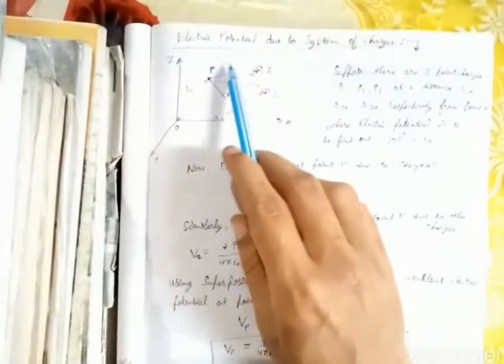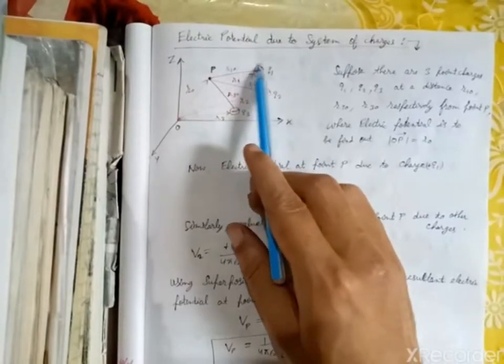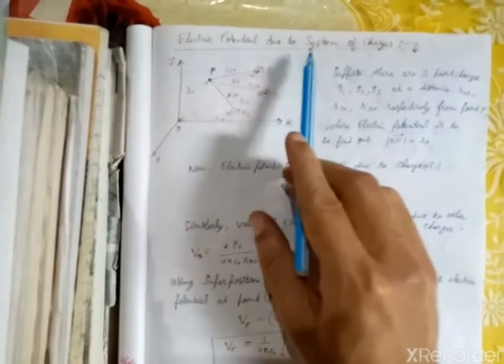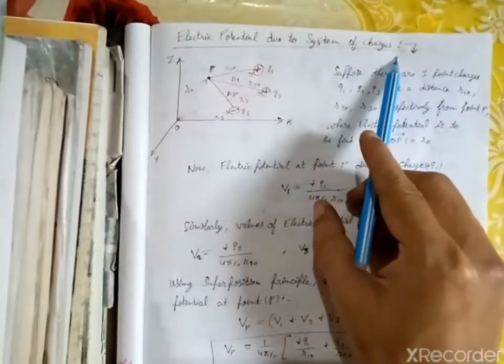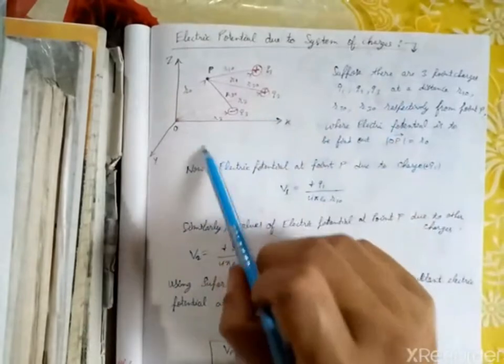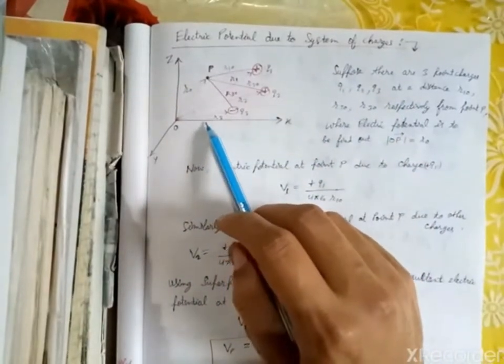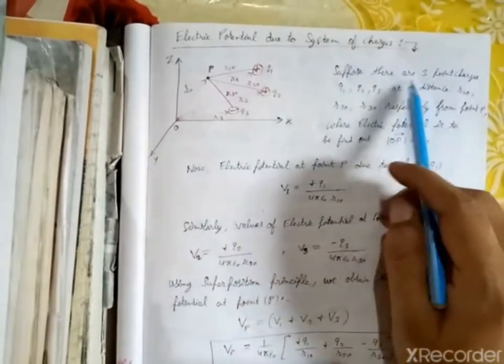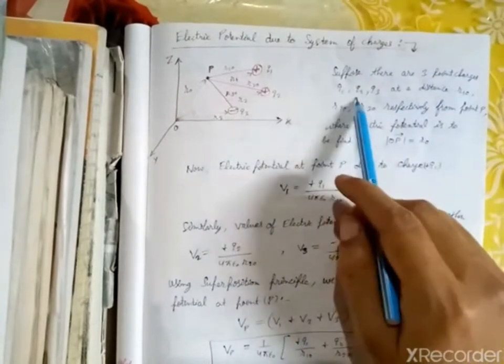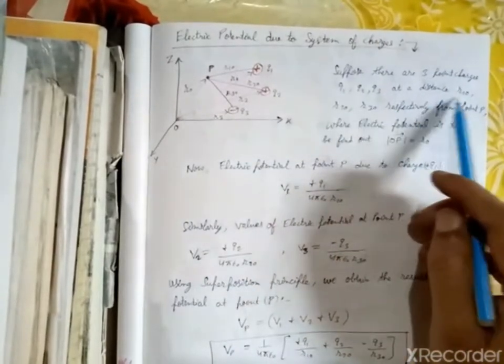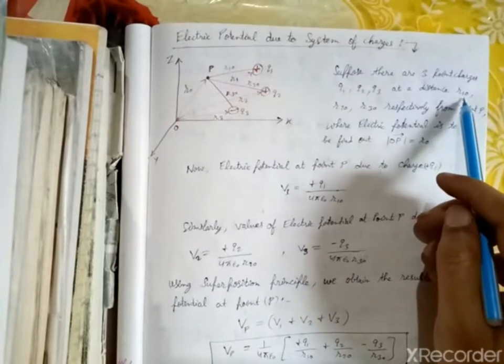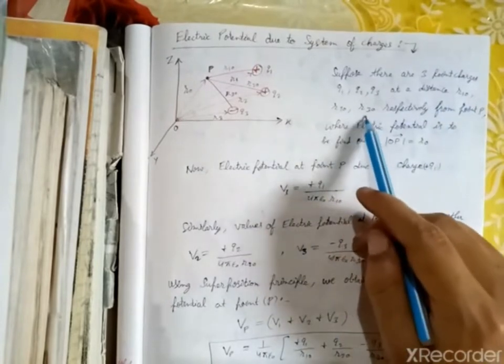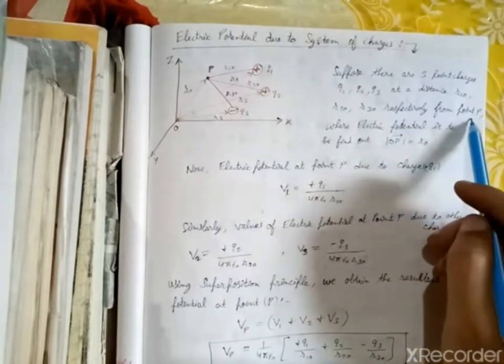Now the next topic is electric potential due to a system of charges. In this we have taken 3 charges. We suppose there are 3 point charges q1, q2 and q3 at distances r10, r20 and r30 respectively from point P.